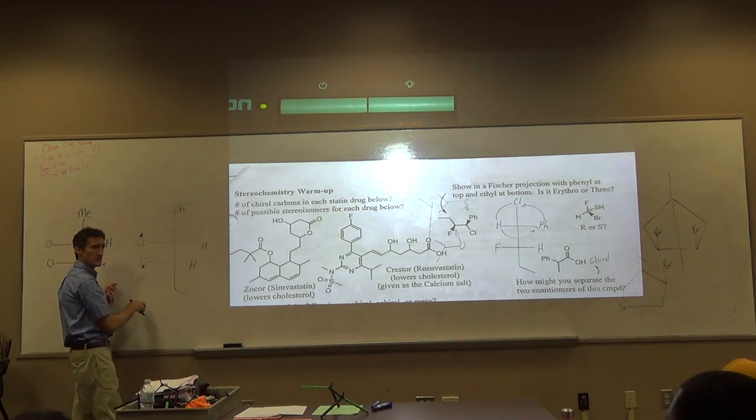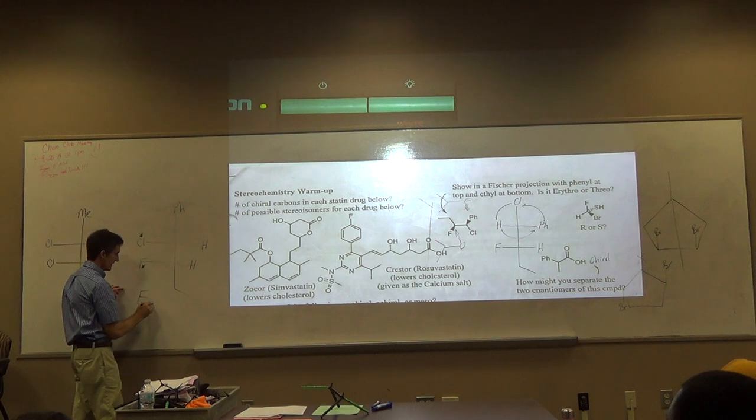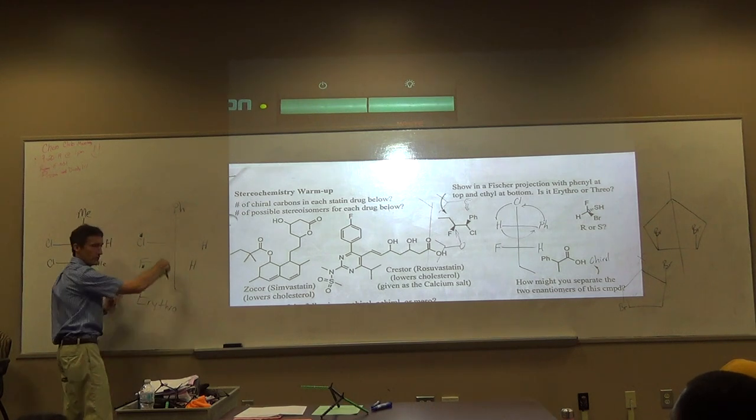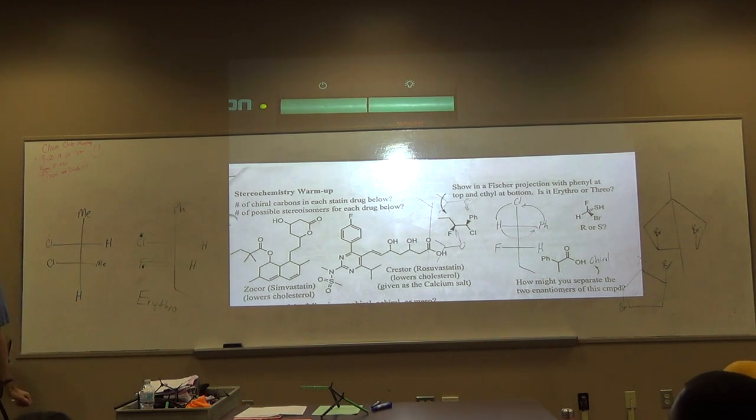High priority groups are on the same side in the fissure. What is it? Erythro. There you go. There's your answer. Good? Question?